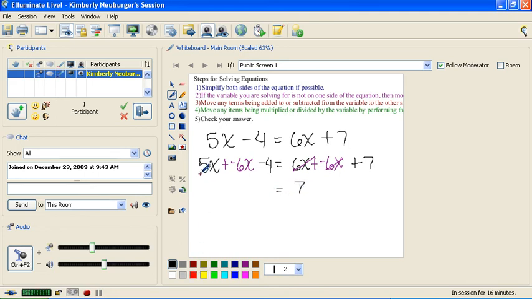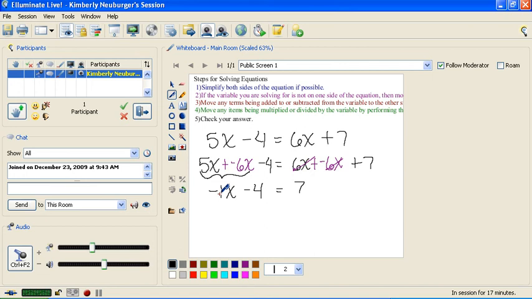Now on this other side, the 5x and the negative 6x you can combine to make a negative 1x. And negative 1x is the same thing as negative x, so you really don't need that 1 in front. If you want to have the 1 there just for your own information to remind yourself it's there, please feel free to do so until you get used to negative x being the same thing as negative 1x.